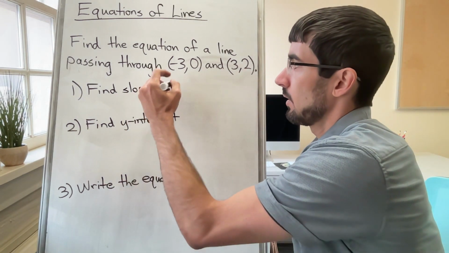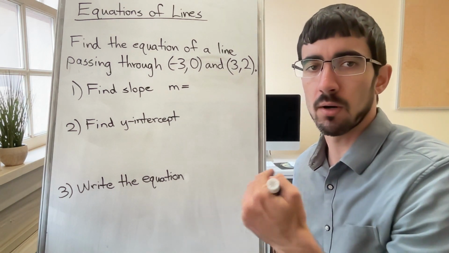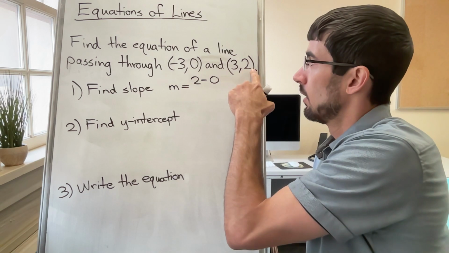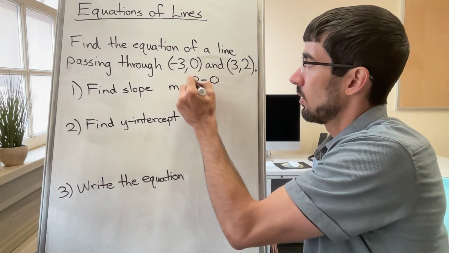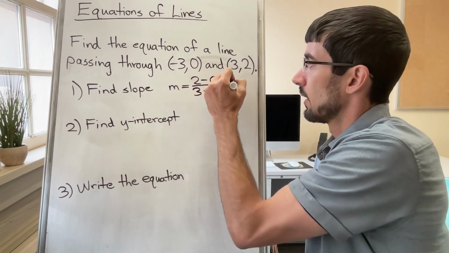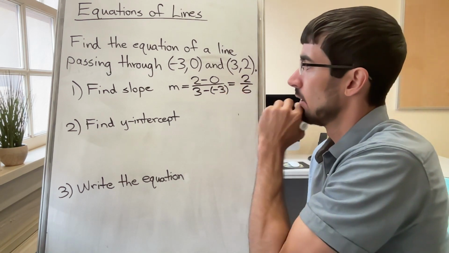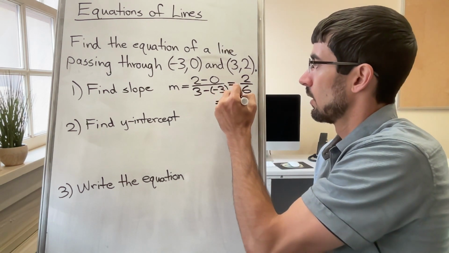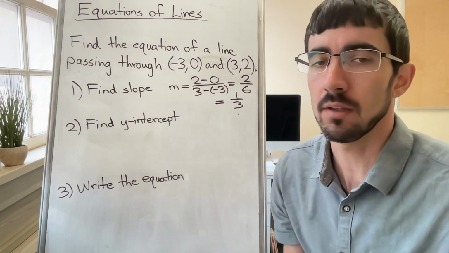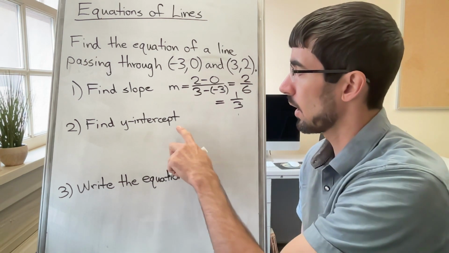The slope of a line between 2 points is given by y2 minus y1 over x2 minus x1. So I'll go ahead and plug those values in. y2 minus y1 over x2 minus x1. This equals 2/6, which equals 1/3. So the slope in this case is 1/3. We're going to use that in the next part, finding the y-intercept.